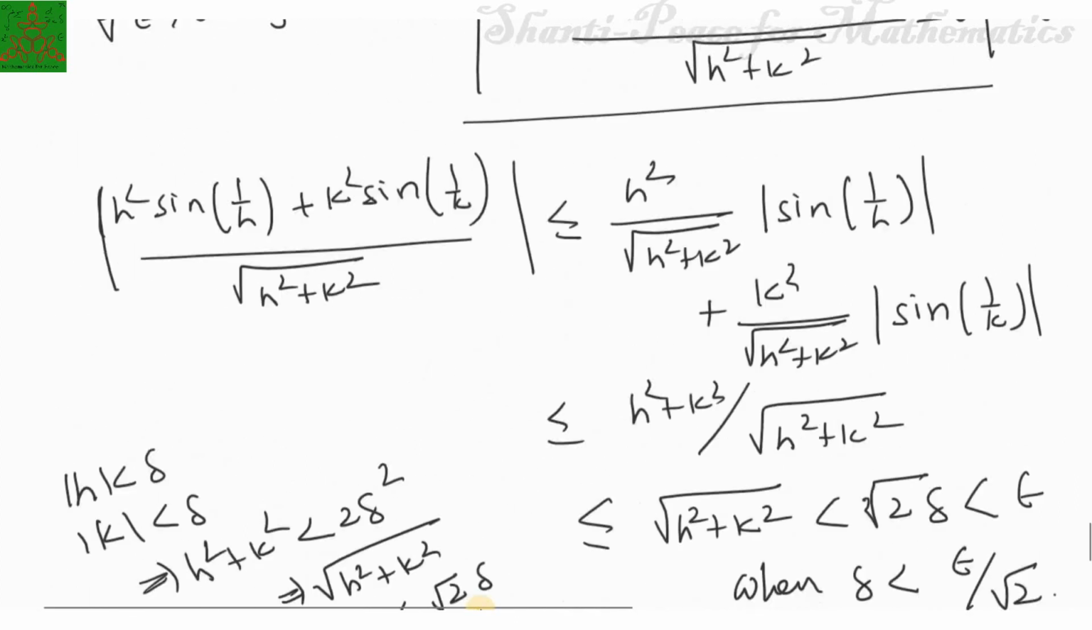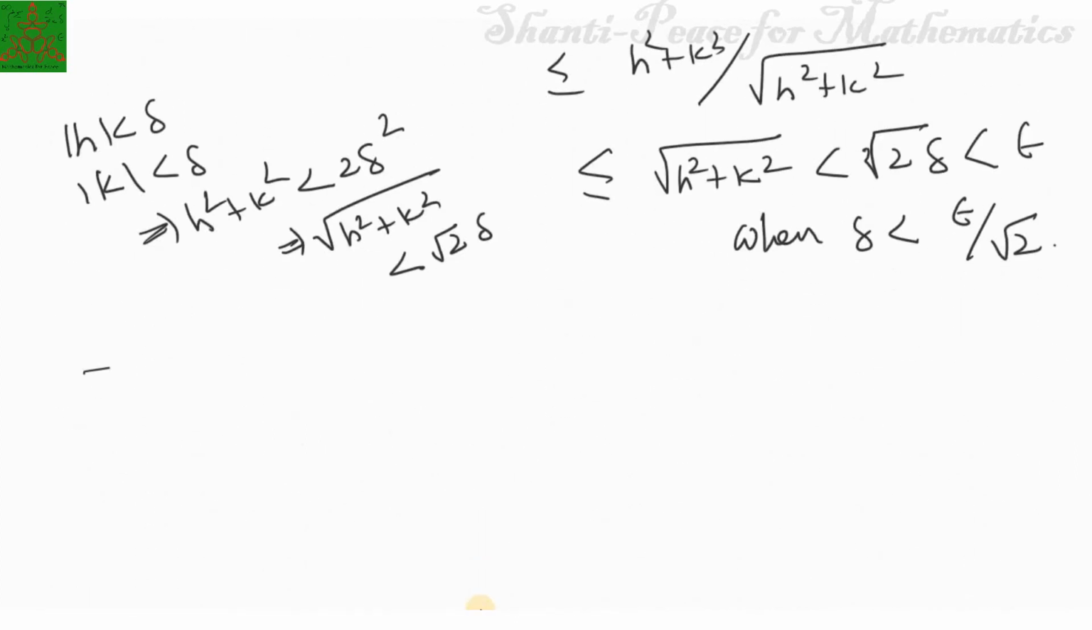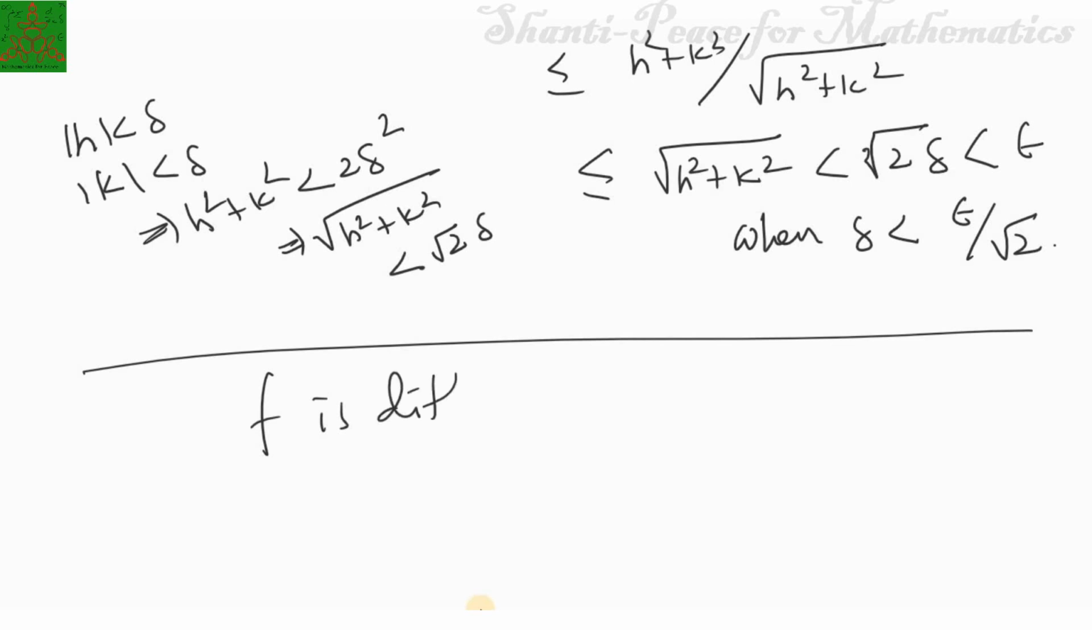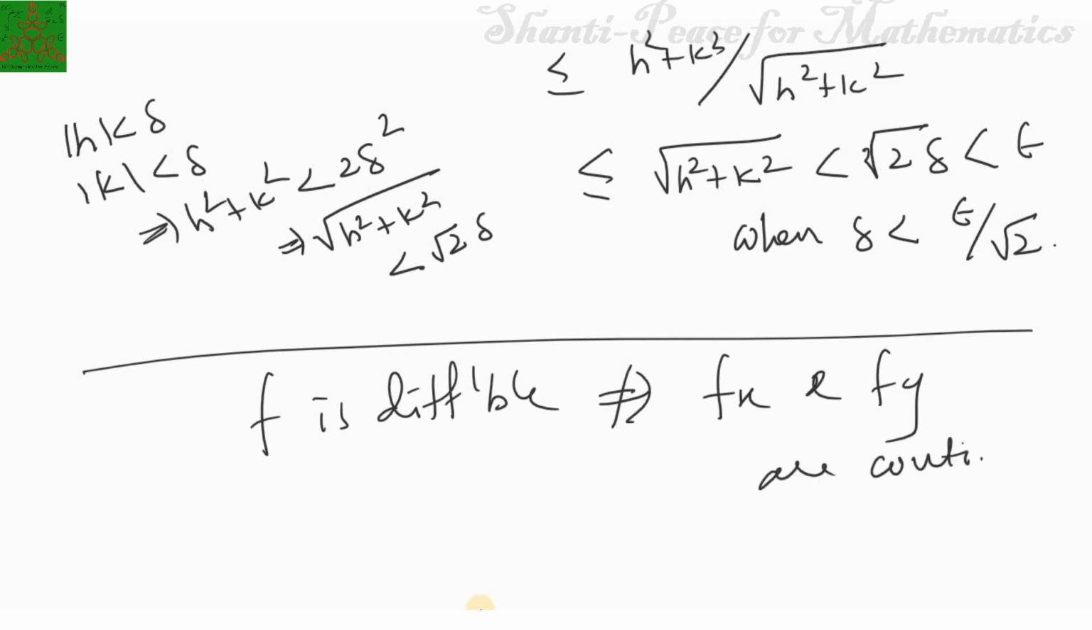So f is differentiable. So that is the converse of the sufficient condition: if f is differentiable, it does not imply that fx and fy are continuous. Definitely we can say that f is differentiable and fx and fy exist, but we cannot say they are continuous.